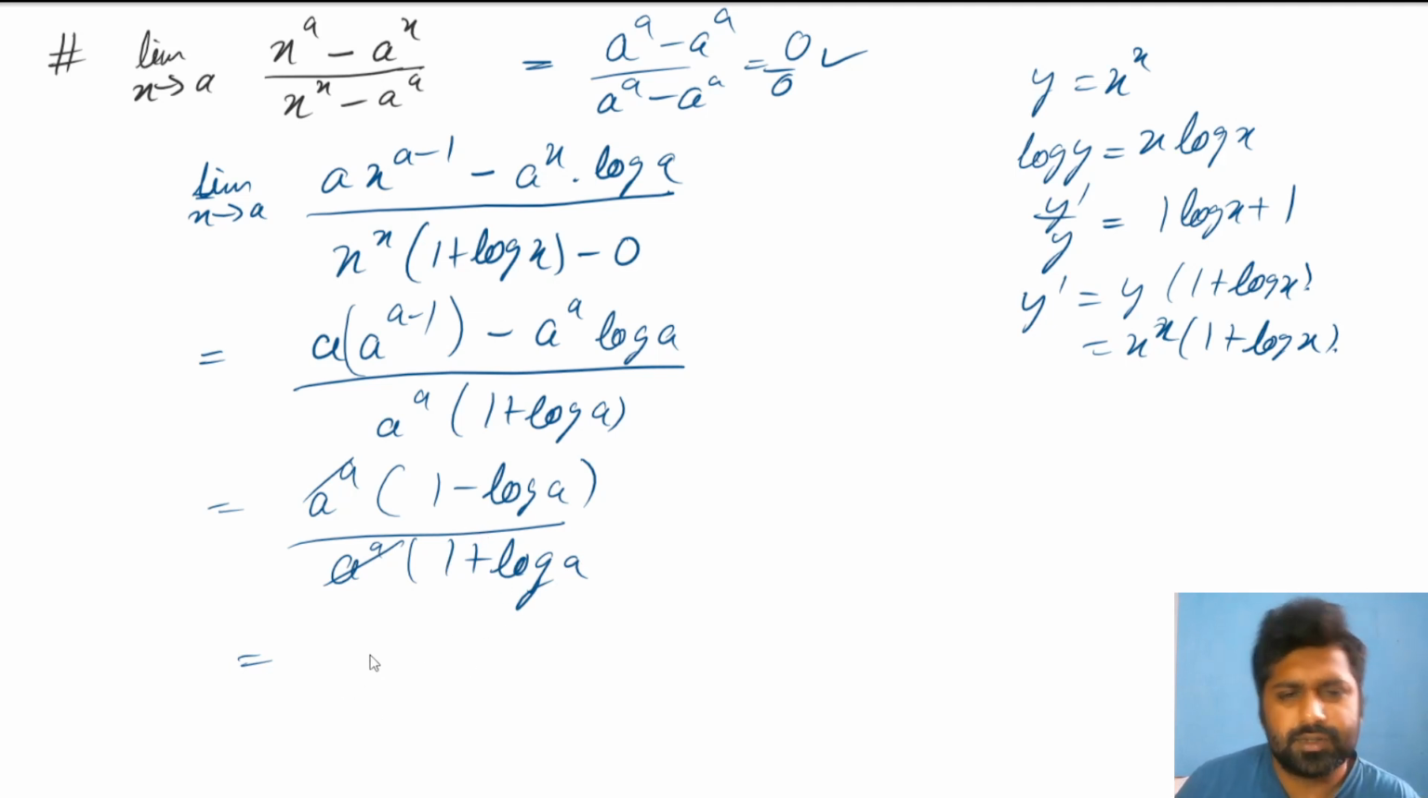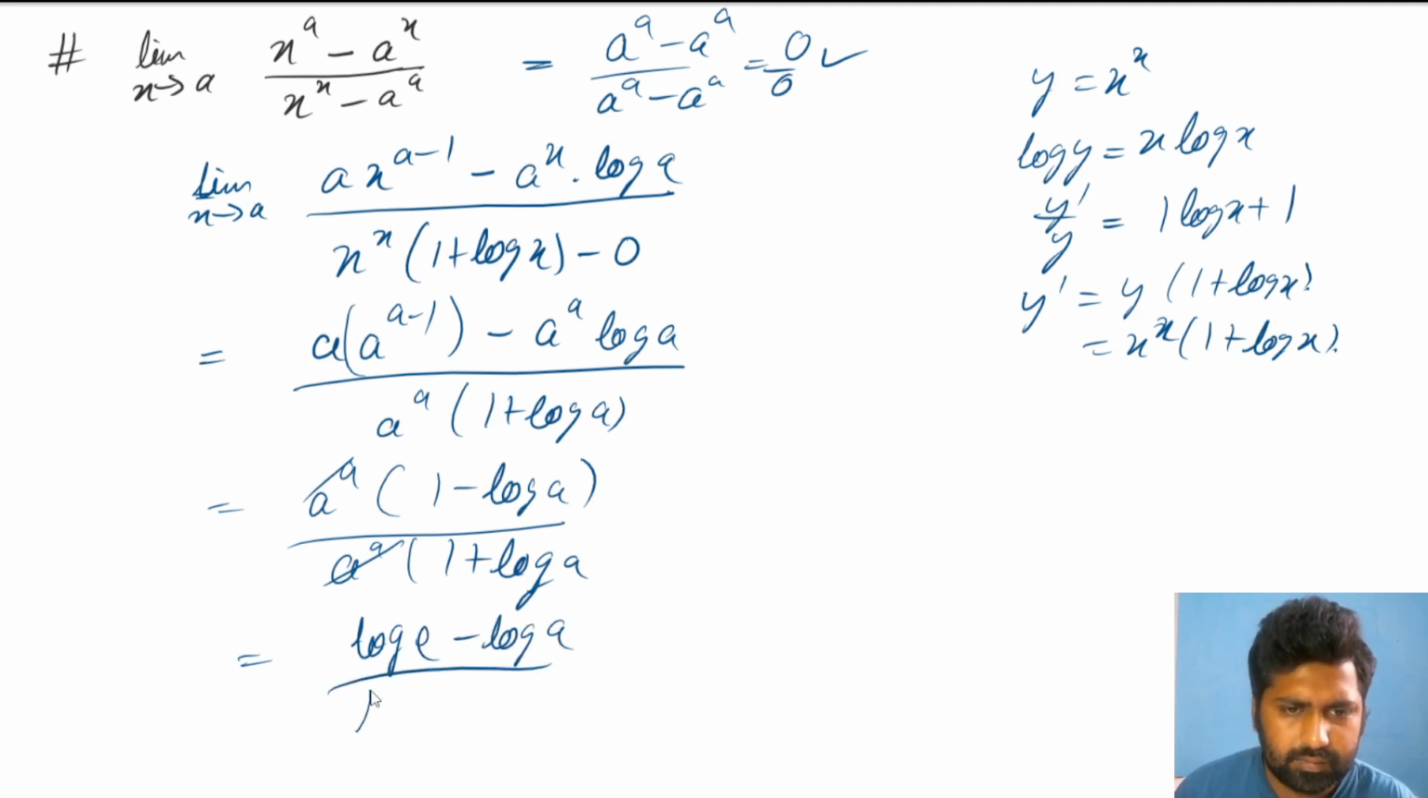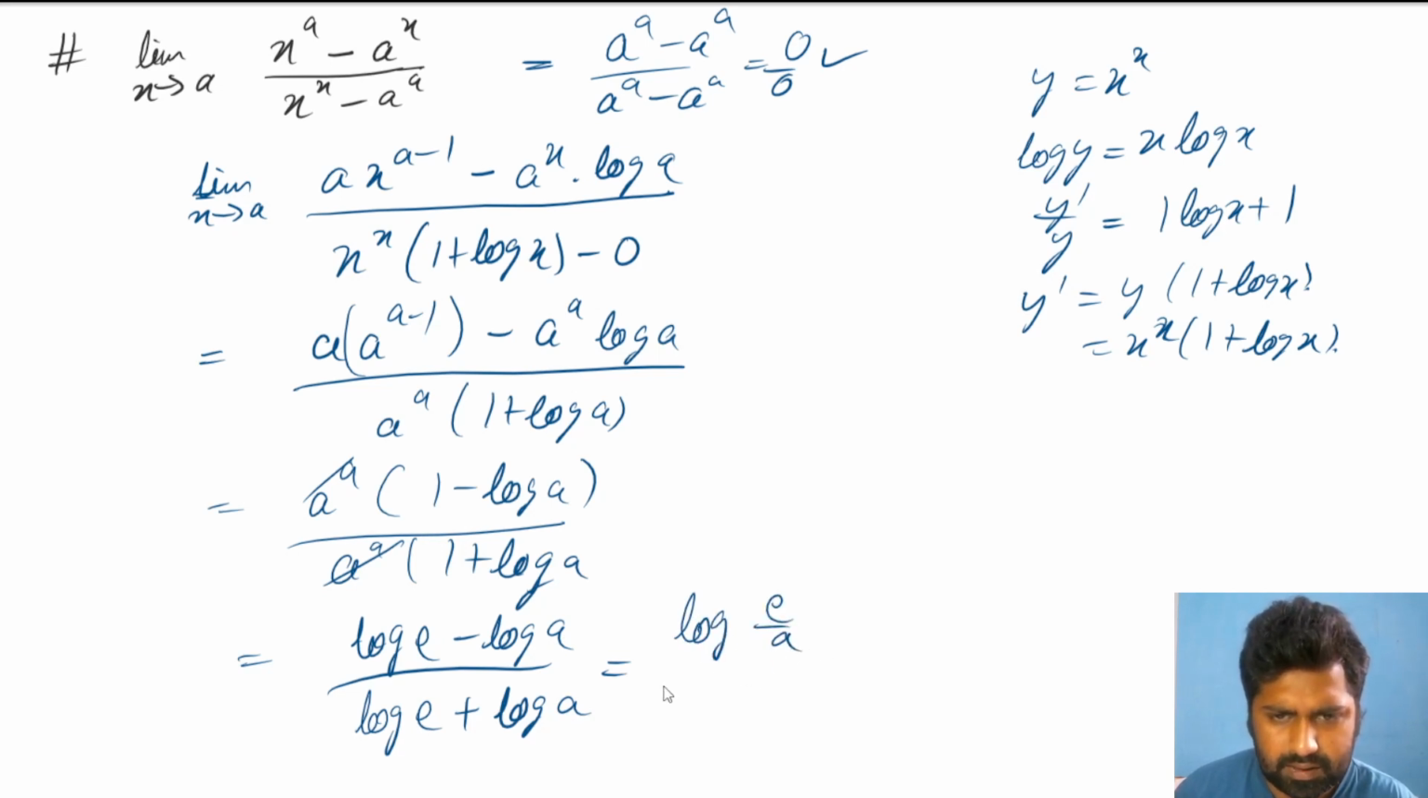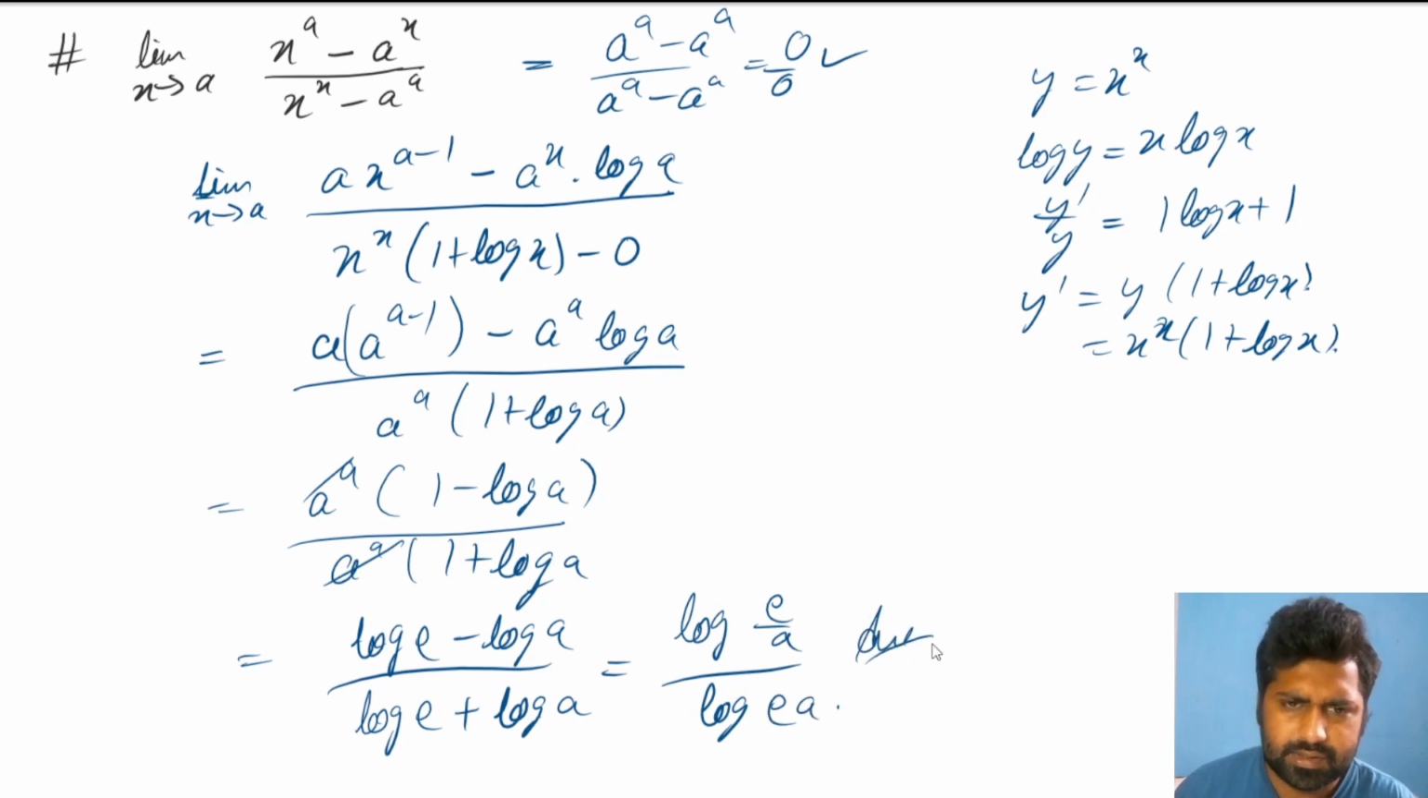If you want to simplify this slightly further, you can write 1 as log e in the numerator, minus log a, and 1 as log e in the denominator, plus log a, and use the property of log. In subtraction they will become division, log of e by a, upon, in addition they will become multiplication, log of e a. So that is your answer, or depending on the option this could also be the answer. Okay.